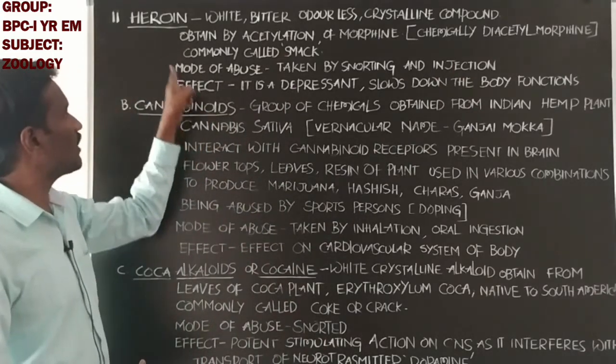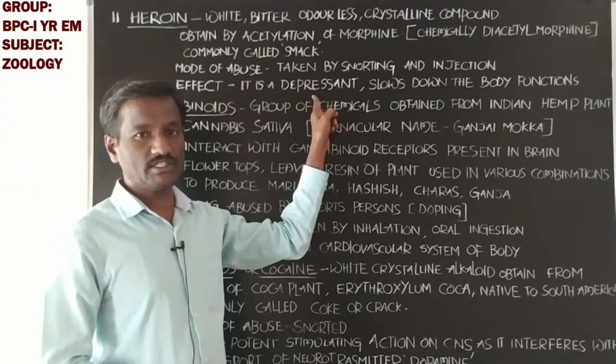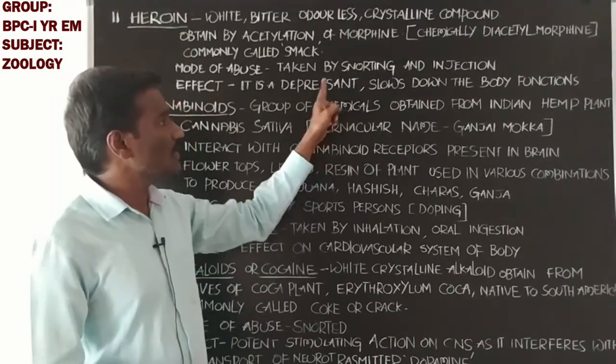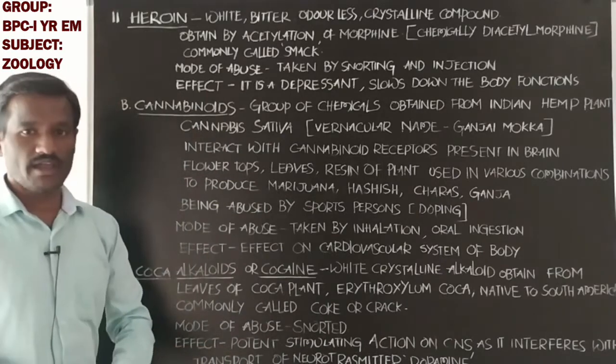Next, effect of heroin. It is a depressant, which means it slows down the body functions and body activities.